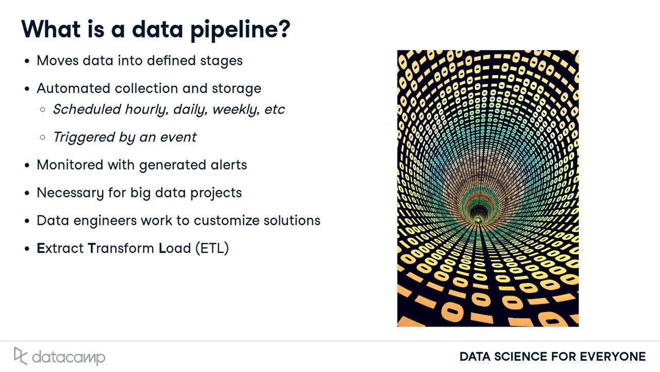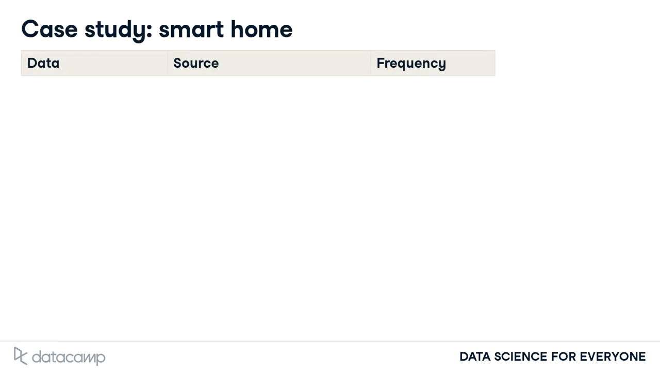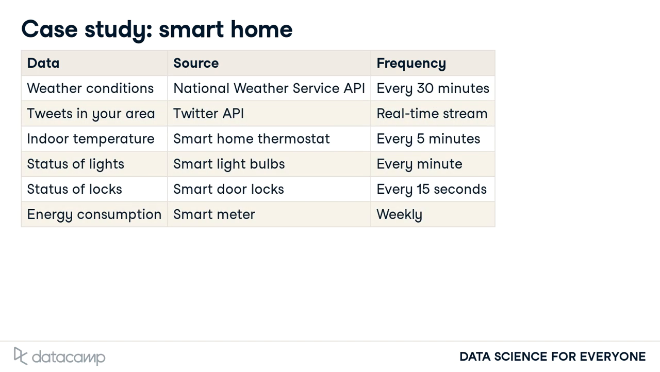Let's explore it with a case study. After learning about IoT devices and APIs, you decide to try out both. Specifically, you want to use APIs and devices in your house to better understand the status of your house and neighborhood. You gather a list of data sources and associated information. The first two are provided by APIs. Every 30 minutes, you get the weather conditions, and you get tweets geotagged in your neighborhood whenever they are published. The remaining rows are IoT devices that send their sensor data over the internet at the specified frequencies.